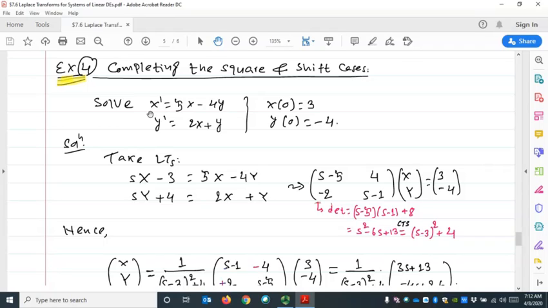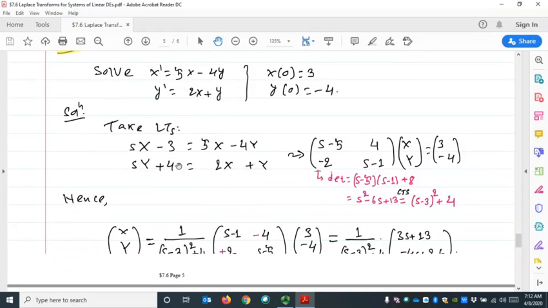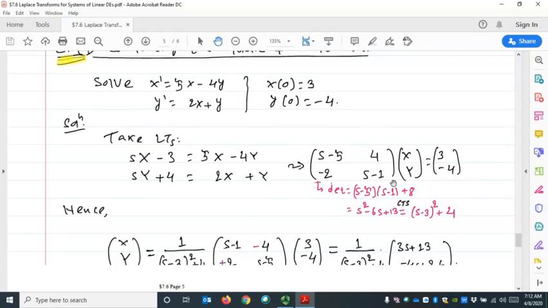The given system of differential equations is x prime equals 5x minus 4y, y prime equals 2x plus y. These are the initial conditions, with x(0) equals 3, y(0) equals negative 4. As before, begin by taking the Laplace transform of each of these differential equations using the formula and use the initial conditions, and then write this system in matrix form. Now we have a matrix form here. So please pause this video and work it out.